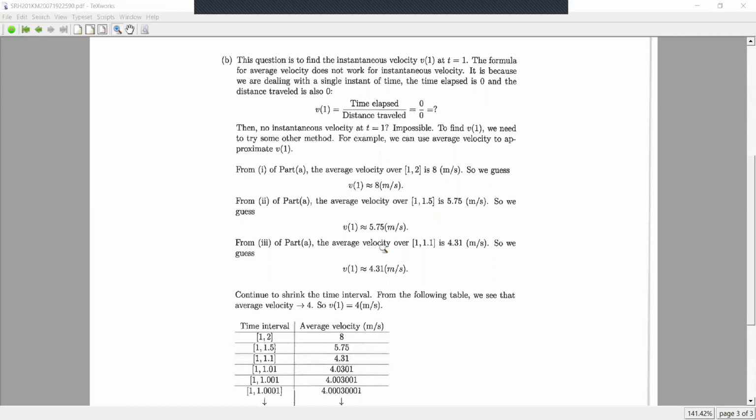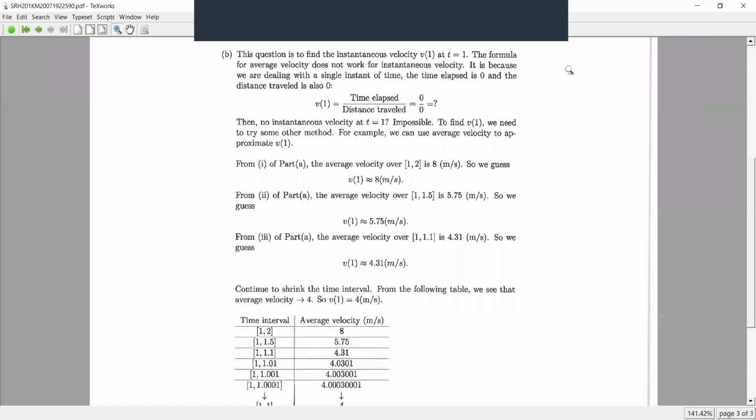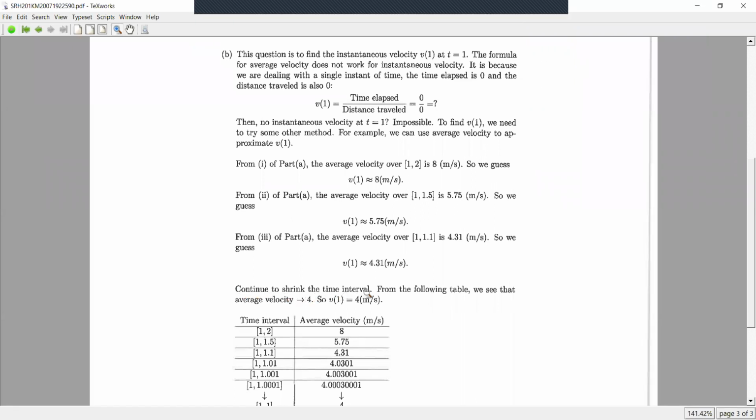From the third average velocity in part A, we have the average velocity over the interval from 1 to 1.1 is 4.31. So we guess v of 1 is 4.31. This guess is better than this guess because this interval is closer to 1 than this interval is. We continue to shrink the time interval and make the following table.